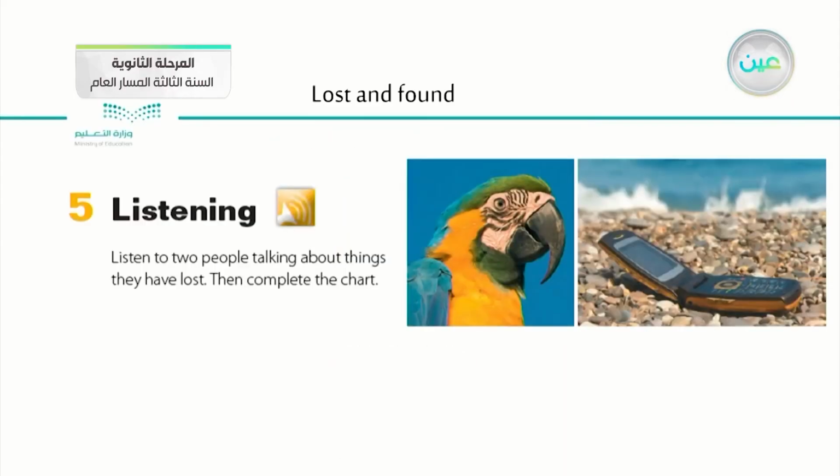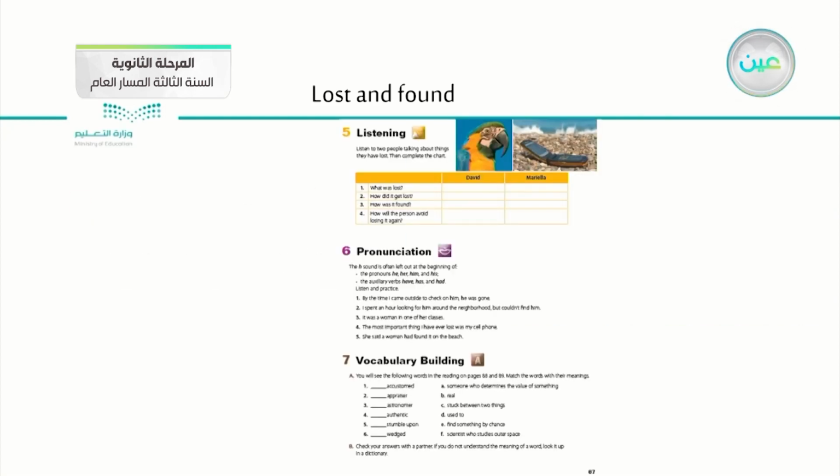In the previous lesson, we listened to a conversation between two people talking about things they have lost. The first person lost a parrot and the second one lost a phone, and we listened to the story that accompanied each one of them. After that, we have this part, 6 and 7, pronunciation and vocabulary building. This is our lesson today.